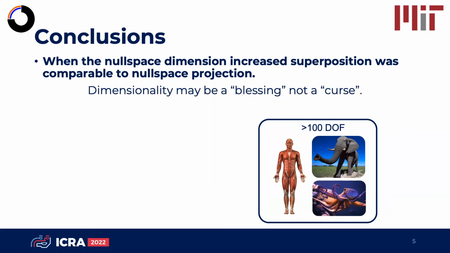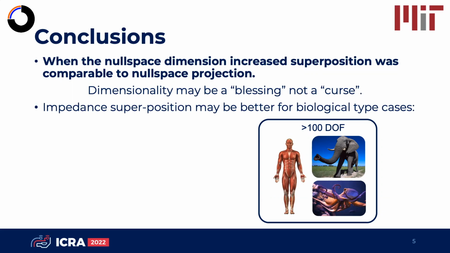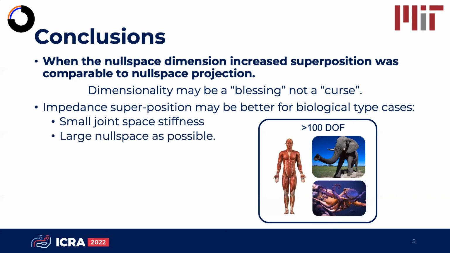This made us wonder, is dimensionality actually a blessing, not a curse? In addition, I want to clarify that we're not saying null space projectors are bad. In fact, we quantified cases where null space projectors were particularly useful. Instead, we're saying impedance superposition may be better for biological type cases. In these cases, only small joint space stiffnesses are required, or large null space dimensions are possible.